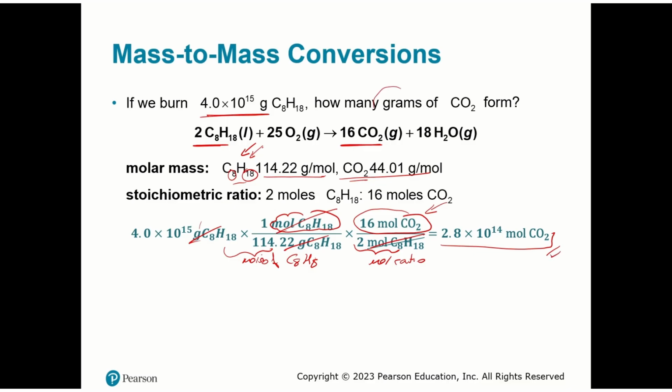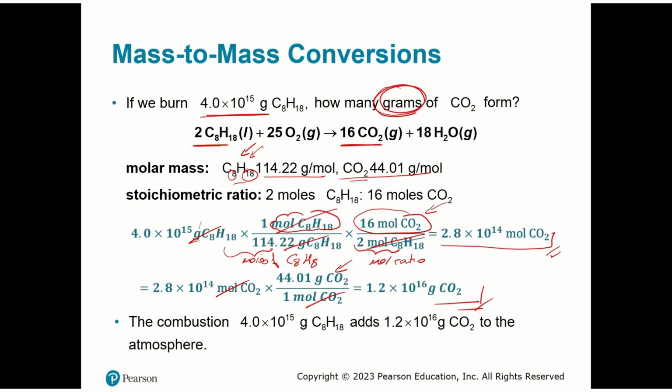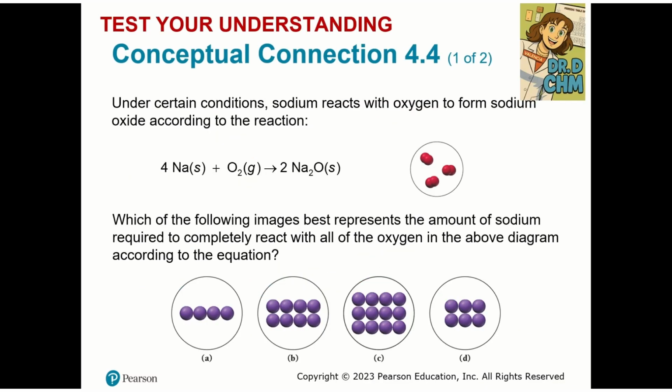But the problem is asking how many grams. So to find grams, I'm going to use the molar mass of CO2. Grams is what I want, so I put it up here because I want to cancel out moles of CO2. And we're going to have 1.2 times 10 to the 16 grams of CO2. This is what you're going to produce if you burn 4.0 times 10 to the 50 grams of octane. Good? Let's keep testing your understanding.